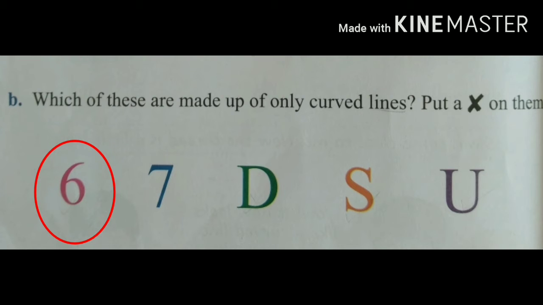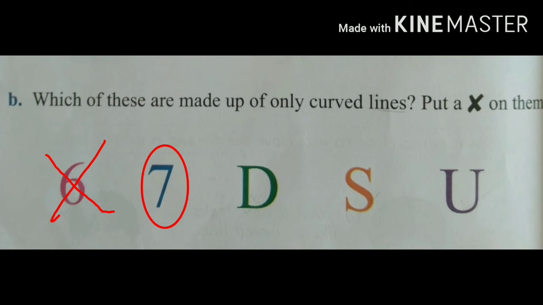Here we can see the number 6 is made up of curved lines. So let us cross it. The next one, number 7. Here we know the number 7 is made up of only straight lines. Here we can see two straight lines. So we cannot cross it because the number 7 is made up of straight lines, not curved lines.